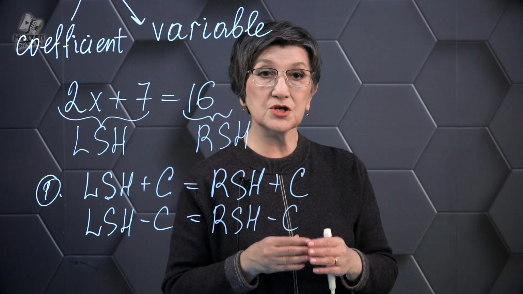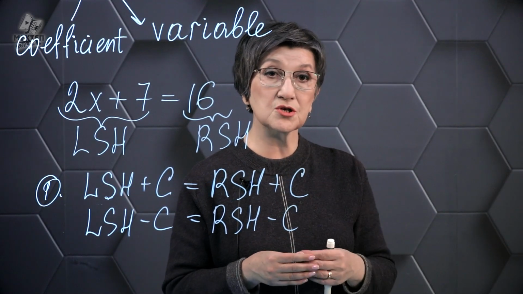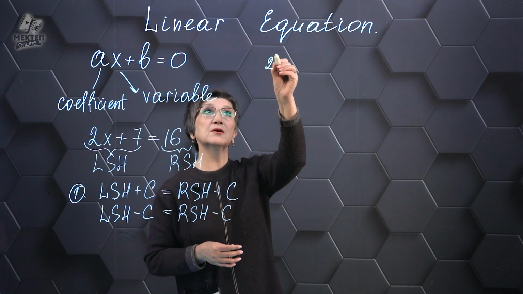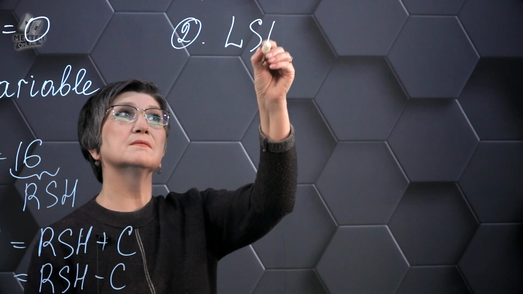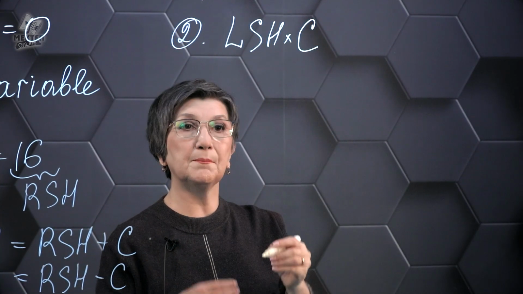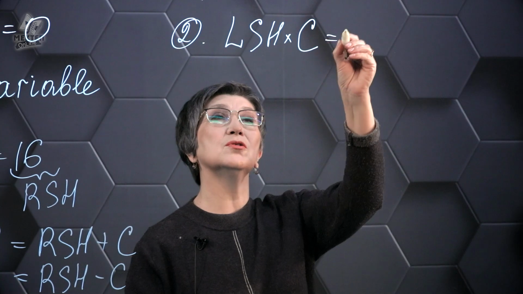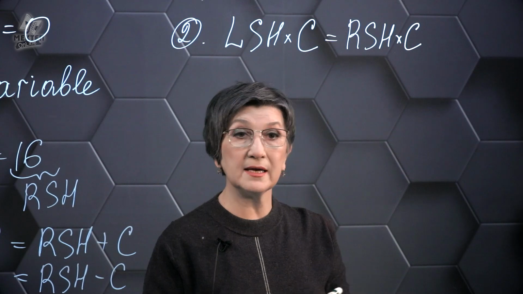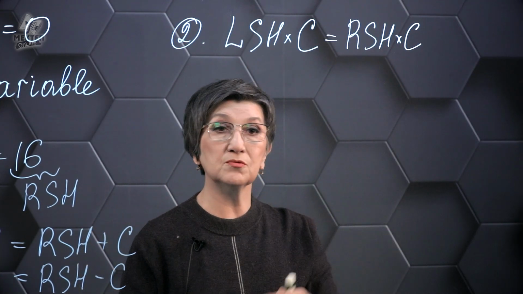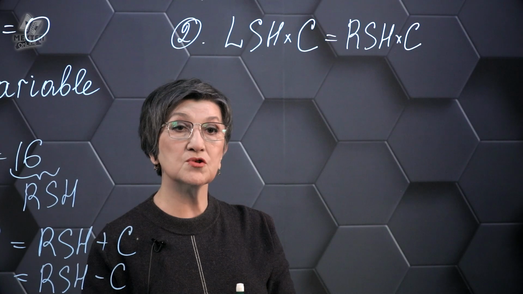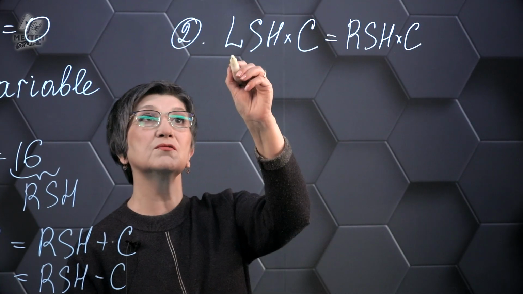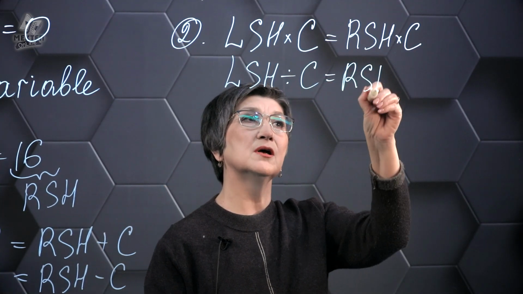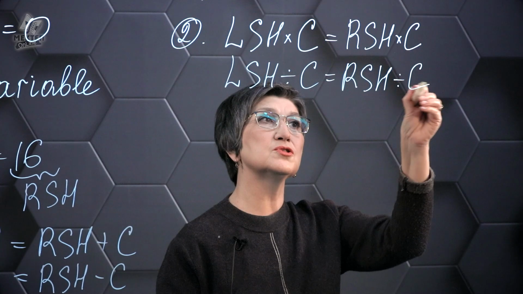If we multiply both the left and right sides by the same positive number, we will also obtain a true equality. Let's write it down together. Second, if the left side of the equation we multiply by any positive or negative number, and we also multiply the right side of the equation by the same positive or negative number, then we will end up with a true equality. This property can also be applied if we divide both the left and right sides by the same positive or negative number. As a result, we will also obtain a true equality.